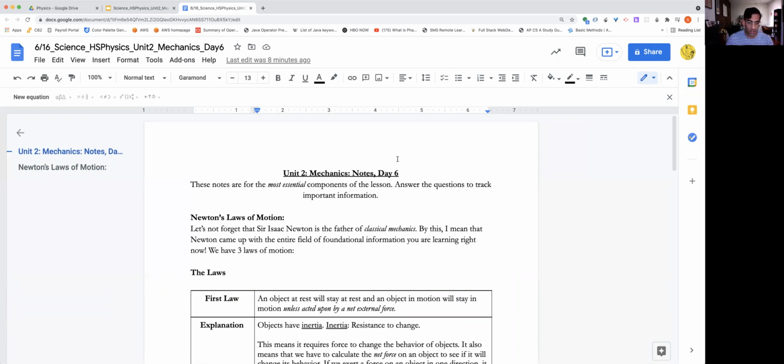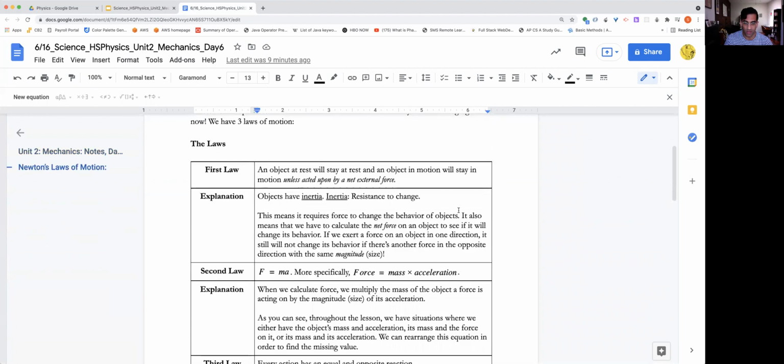First things first, we have Newton's three laws of motion, and they are named for Sir Isaac Newton, the father of classical mechanics. So when I'm talking about mechanics, I'm talking about laws of forces that govern the behavior of different objects in an environment. Specifically, when I talk about behavior, I'm talking about movement and rest. So when I say that Newton's the father, that means that all of this goes back to him. He came up with the entire field of this foundational information that you're learning right now.